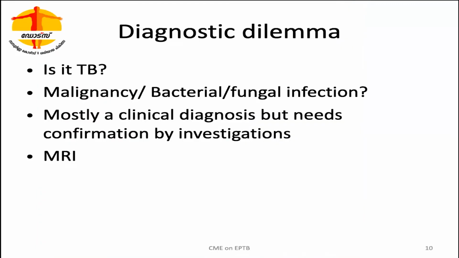So this patient was started on anti-tuberculous drugs, but at that point of time, there was some confusion. Is it tuberculosis itself, or is it a malignancy, or is it a bacterial infection or a fungal infection? Commonly the immediate differential diagnosis of tuberculosis is malignancy, especially secondary deposits as well as lymphoma, which affects the spinal cord and the vertebral column. These confusions will be there if you are clinically diagnosing spinal tuberculosis.